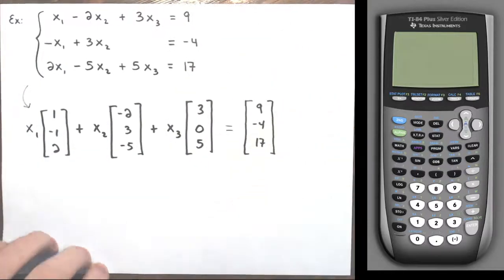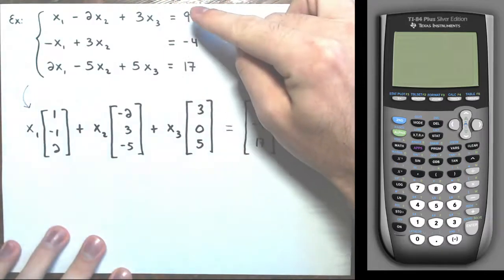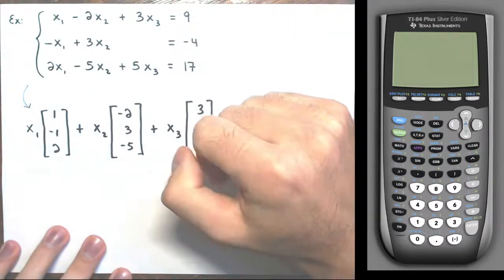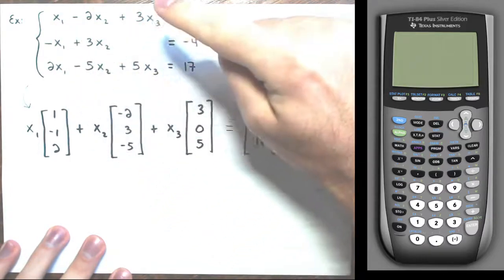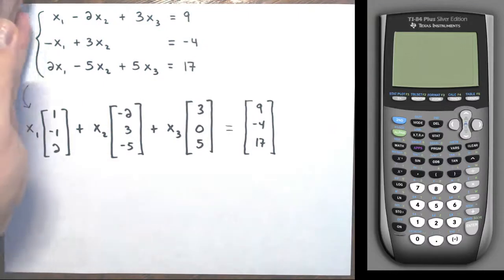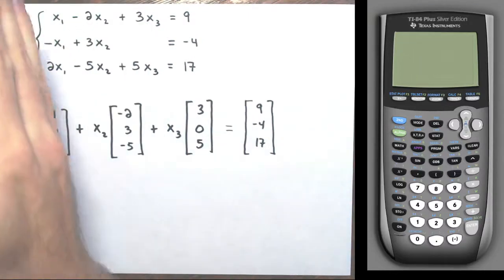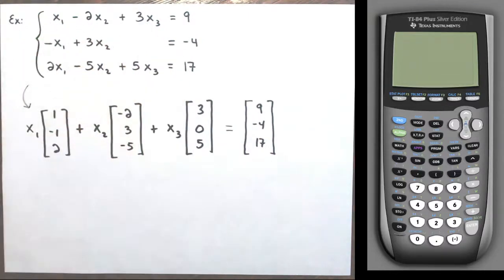Now I'm not going to write the question this time, but when you see a system of linear equations, you can always ask this question: can I write the vector with the constants as a linear combination of the vectors 1, -1, 2, -2, 3, -5, and 3, 0, 5, the column vectors with the coefficients of each variable? All right, can we do this?